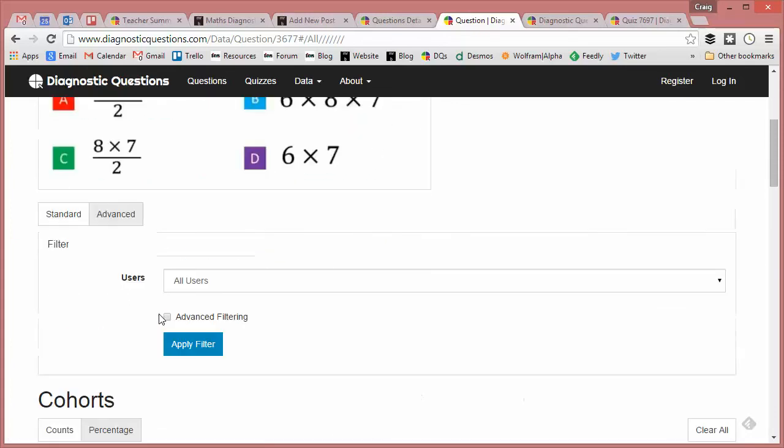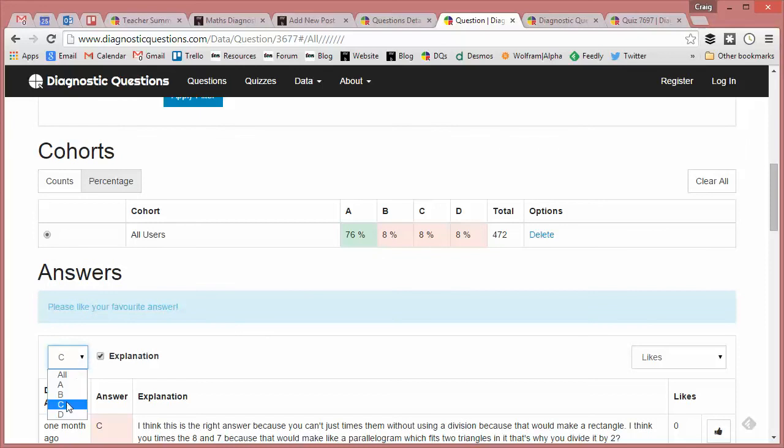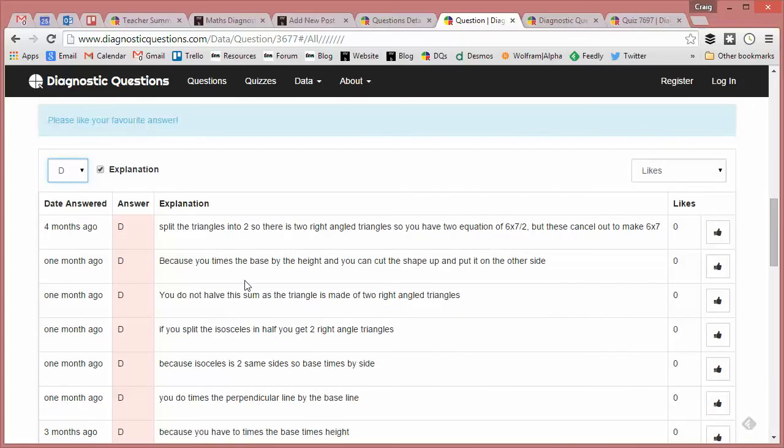And finally, what about D? What about 6 times 7? What's that doing? So let's just have a little flick down to this. 6 times 7. So this is very, very interesting. This one fascinates me. Split the triangles into 2, so the 2 right-angled triangles, and you have 6 times 7 divided by 2. But this then cancels out.